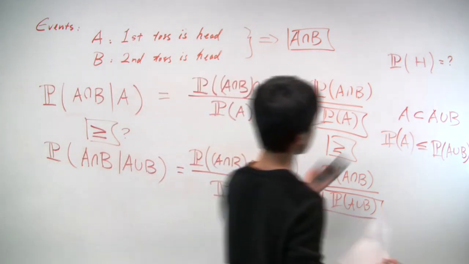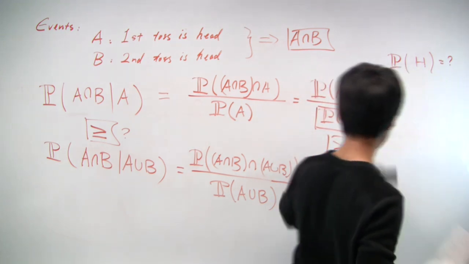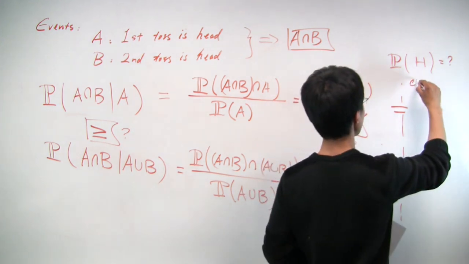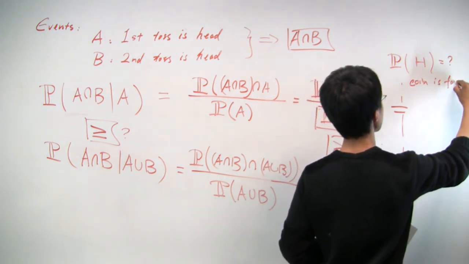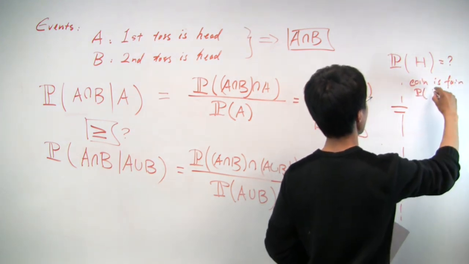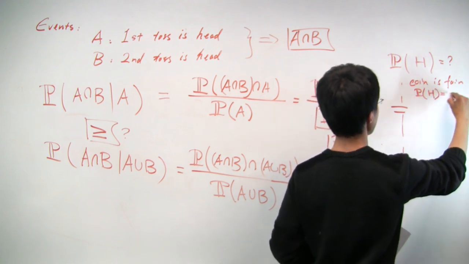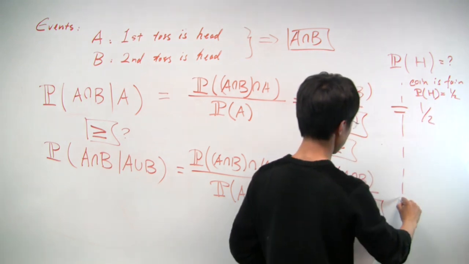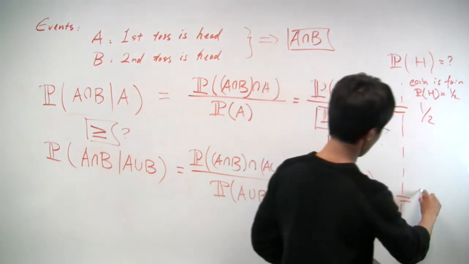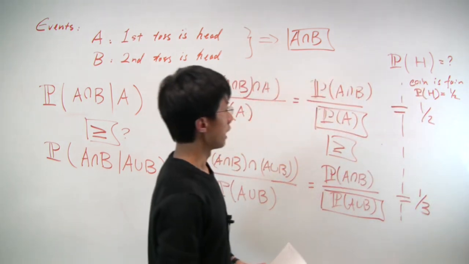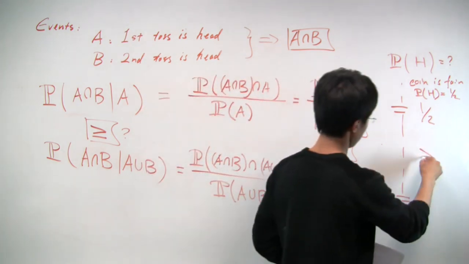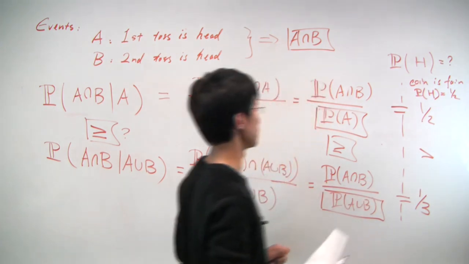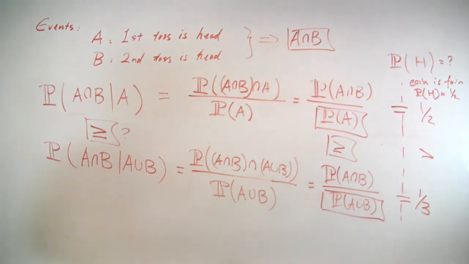But if you're really curious about what happens when the coin is fair, we can plug in the numbers. Assuming the coin is fair, which means the probability of having a head is 1/2, then after going through the calculations we will see that the first probability is 1/2, whereas the second probability is 1/3. In this case, the dominance is actually strict: the first one is strictly greater than the second one. Okay, so this completes the first part of the problem.